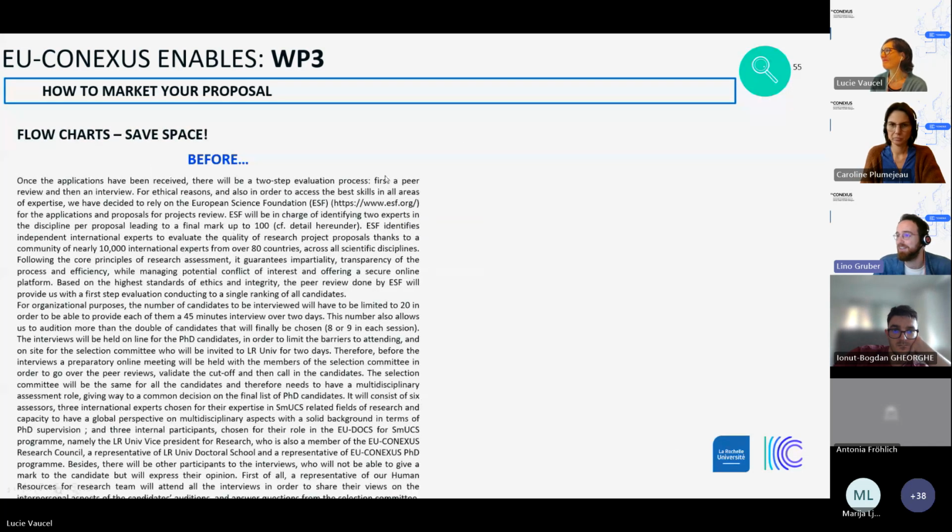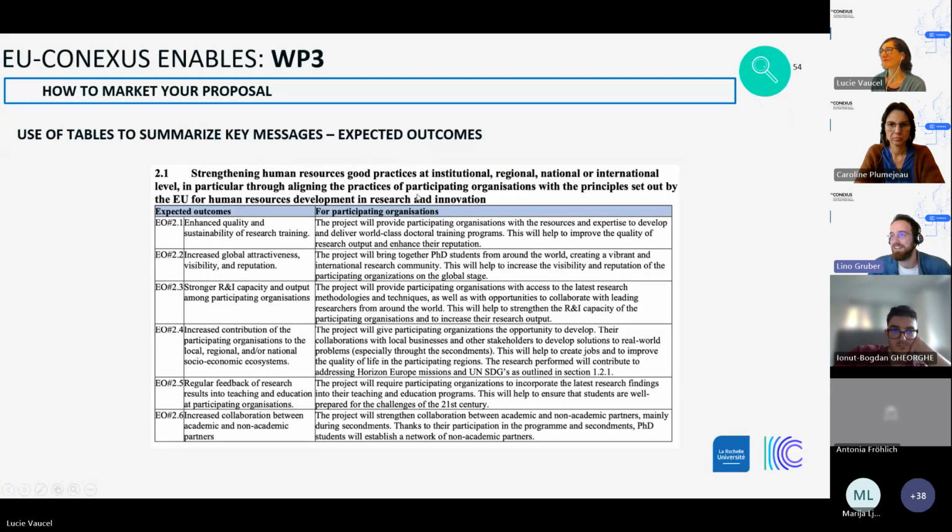No, not this one. No, previous. So the expected outcomes, you always have expected outcomes, especially in Horizon Europe proposals. So you can do a table like this one to make the job of the evaluators easier, because eventually he or she will have to see if your proposal addresses every single outcome. And if you already have that kind of table, he or she doesn't have to look for the answers. He'll have them right in front of him.